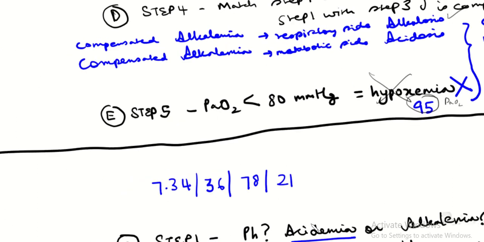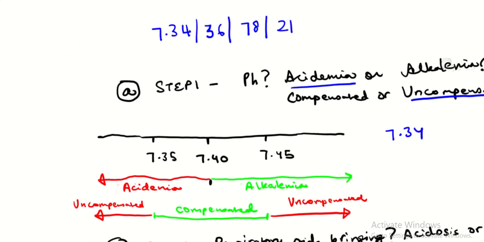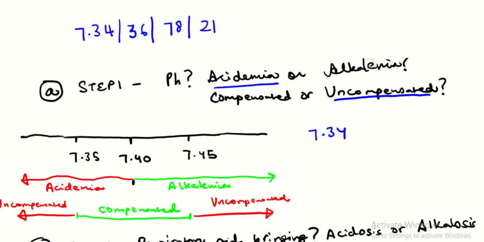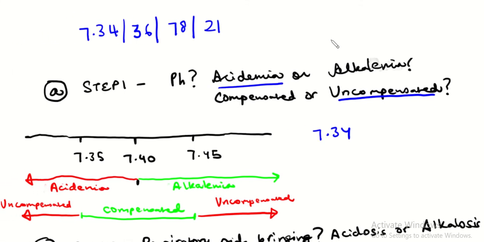Okay, let's take a look at the next one. Guys should be getting good at this. Okay, whenever you see this on a test, just create these little steps and apply them, and you will get to the right answer. pH 7.34. Okay, pH is 7.34. PaCO2 is 36. PaO2 is 78. Bicarb is 21.